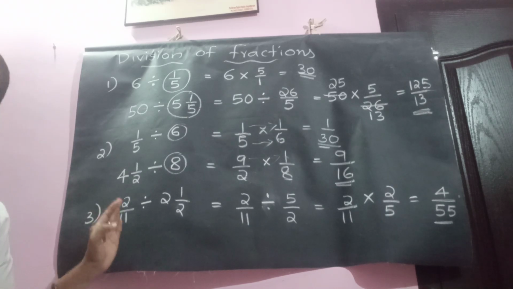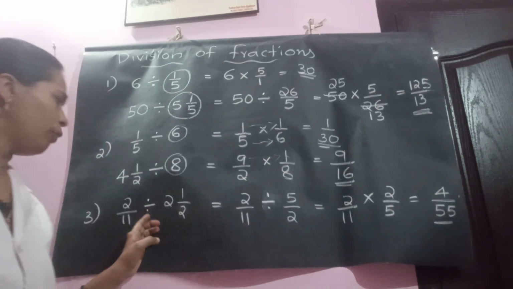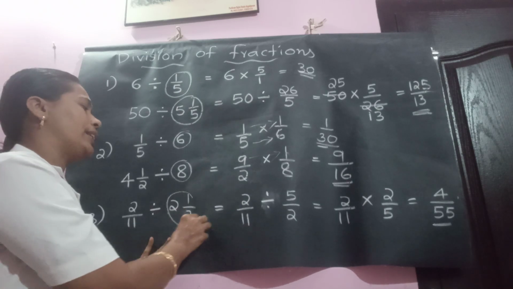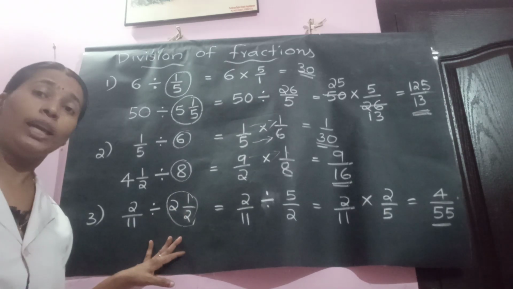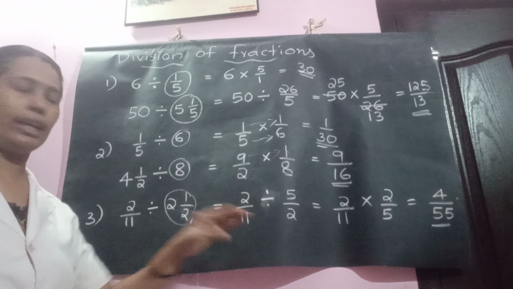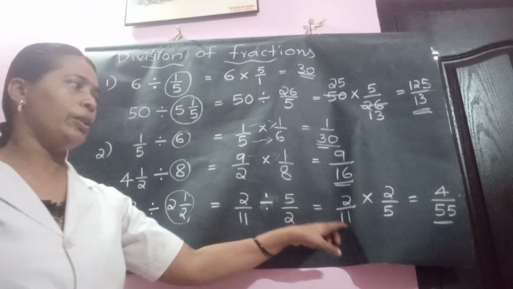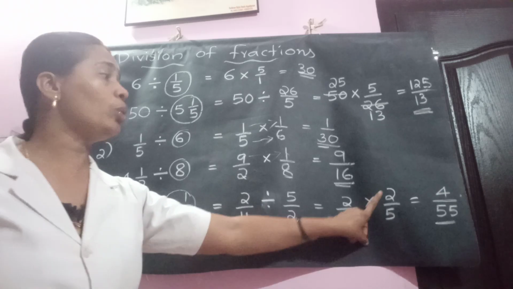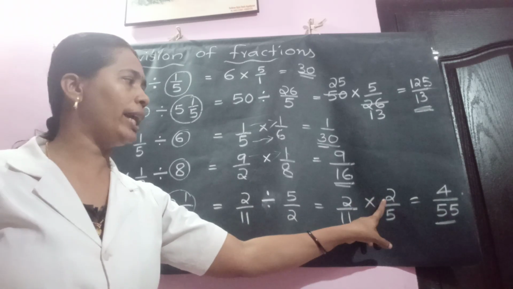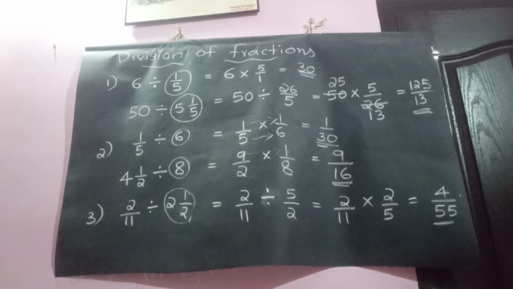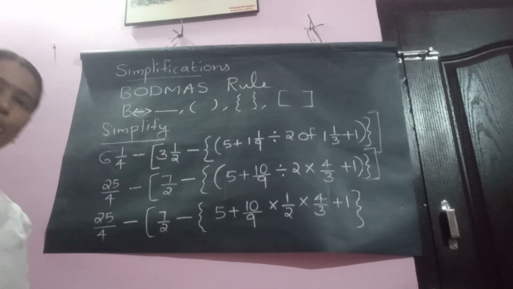Third case, a fraction divided by another fraction. The first fraction has no change, 2 by 11 itself. Before writing the multiplication, what do you have to do? This is a mixed fraction given. Convert it into improper. So 5 by 2 will come. 2 by 11 divided by 5 by 2. Now let us begin. 2 by 11 into 2 by 5. Multiply numerators, 4 by 11 into 5 is 55.